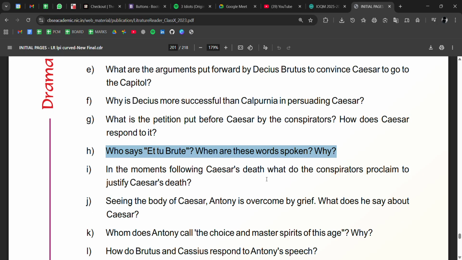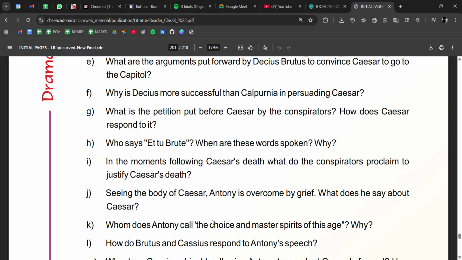In the moments following Caesar's death, what do the conspirators proclaim to justify it? There are three famous words spoken by the conspirators at this point: liberty, freedom, and enfranchisement. Enfranchisement here means tyranny is dead. So the conspirators claimed that Caesar was ambitious in nature and that his death has saved the Republic of Rome from becoming a dictatorship. The concept of democracy and fair rights has been preserved by killing Julius Caesar, because it was Caesar's ambition that caused his fall. That is the argument put forward by the conspirators.